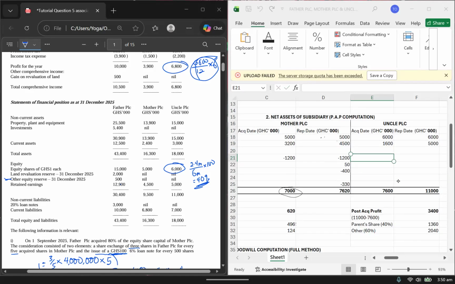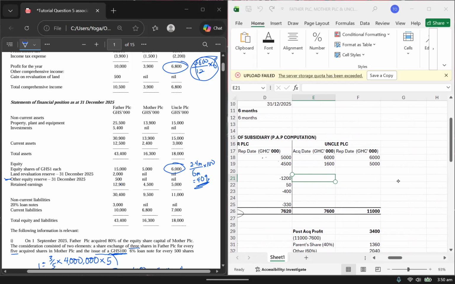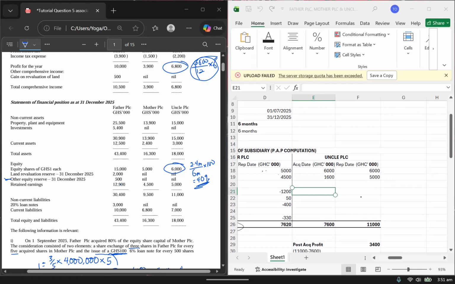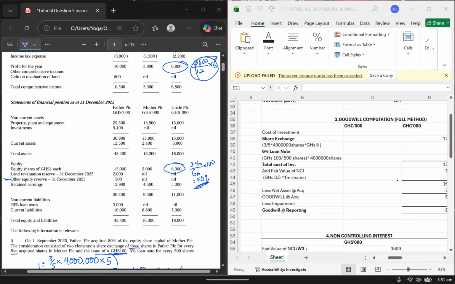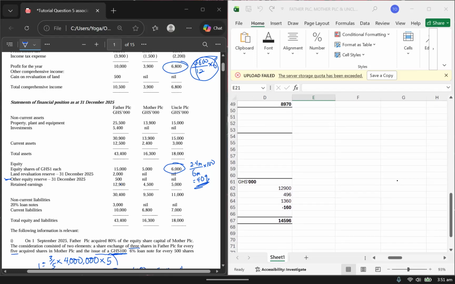So you add the two, and there were no unrealized profits in relation to the associate. If there had been any unrealized profits, that's when the associate is selling to the parent, and you would reduce retained earnings. But in this case, there was none in this question. It was rather the parent that sold to the associate. The unrealized profit is in the parent's retained earnings, unrealized profit from sales to associates. I will explain that when we get there.